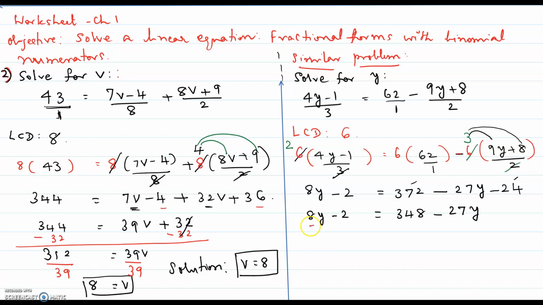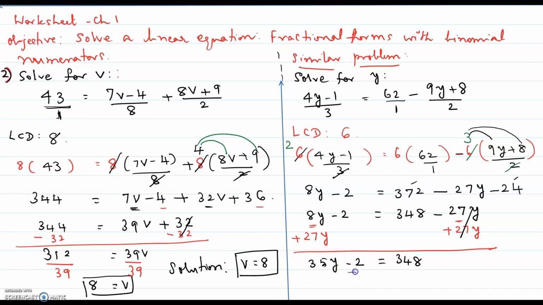Now we notice here there is an 8y, there is a negative 27y. We have to group all the y to one side. So add 27y on both sides. If you have a minus, then you have to add to get rid of it. So that will be 348. These two cancel out. Here 8y plus 27y, that will be 35y. Then bring the negative 2 down, that is minus 2. 35y minus 2 equals 348.